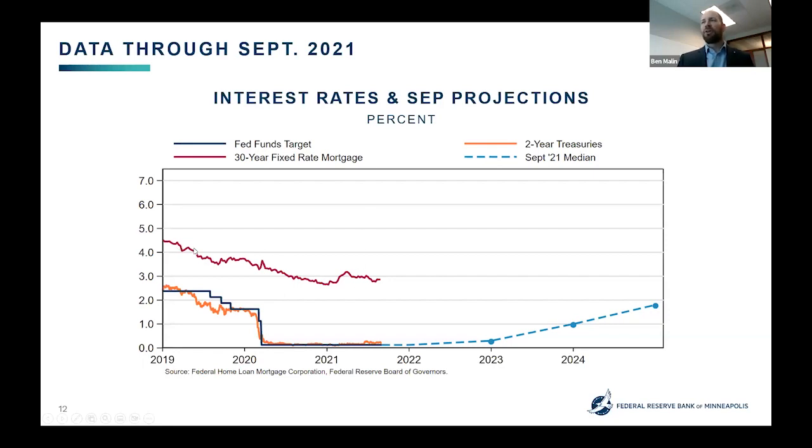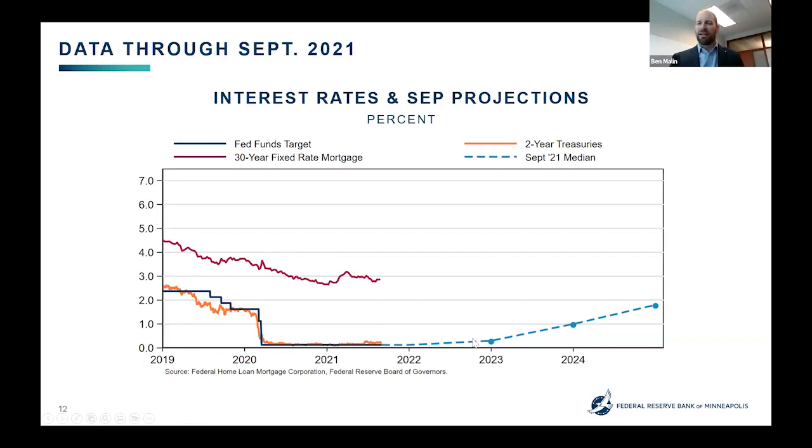And so we see the 30-year mortgage rate in 2019 through the fall of 2021 coming down from 4.5% to hovering around very low levels historically, 3% through most of 2021. Okay, so that's where we were at September 2021.